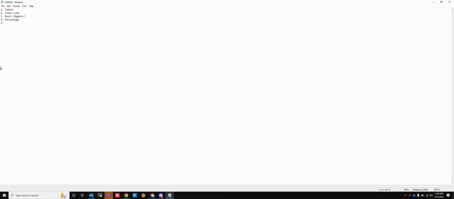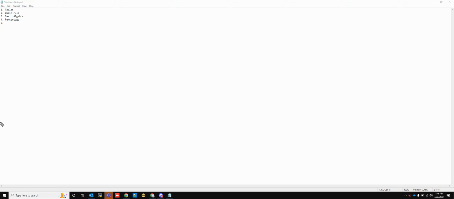So in basic mathematics, what is important is tables. Many of us, after schooling, will not be using tables, so we forget them and will not be able to calculate properly. Use this method to calculate the tables properly.